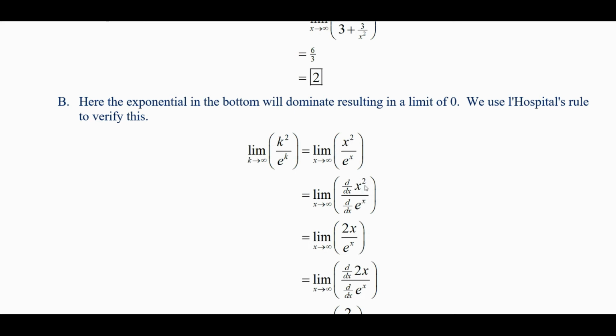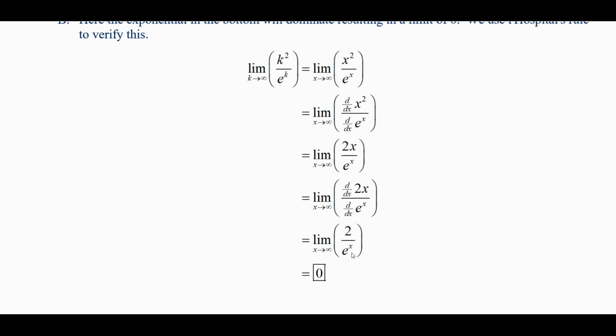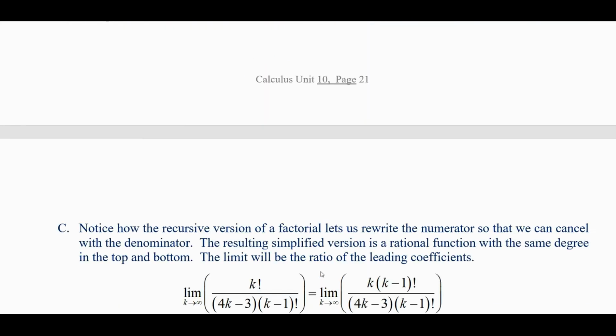Take the derivative of the top and bottom. We get 2x over e to the x. Then you're still going to have infinity over infinity. It was up here. It is again here. Use L'Hopital's rule again. That's 2 in the top for the derivative and e to the x in the bottom. Now the bottom goes to infinity, the top stays at 2. That means that the limit's going to 0.